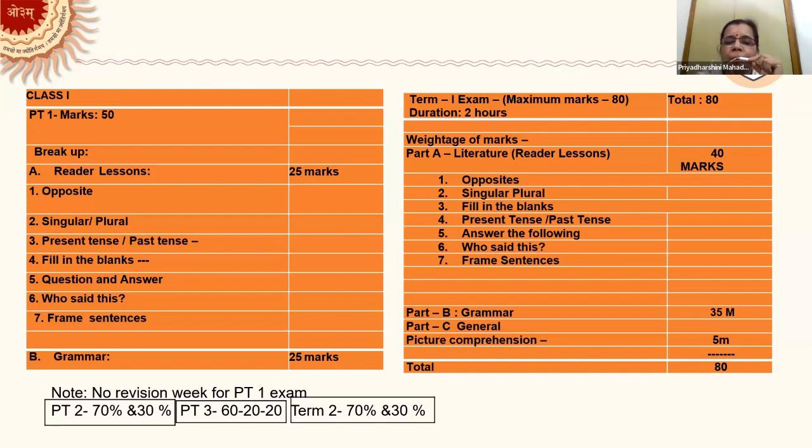No revision week for PT1 exams. For PT2, the weightage is like this, 70% and 30%. So 70% from PT2 portions and 30% from term 1 portions. Similarly, PT3 also: 60% from PT3, 20 from PT2 and 20 from term 1 portions. Term 2, again 70% of questions will be based on term 2 portions and 30 from term 1 portions. So this is all about class 1.